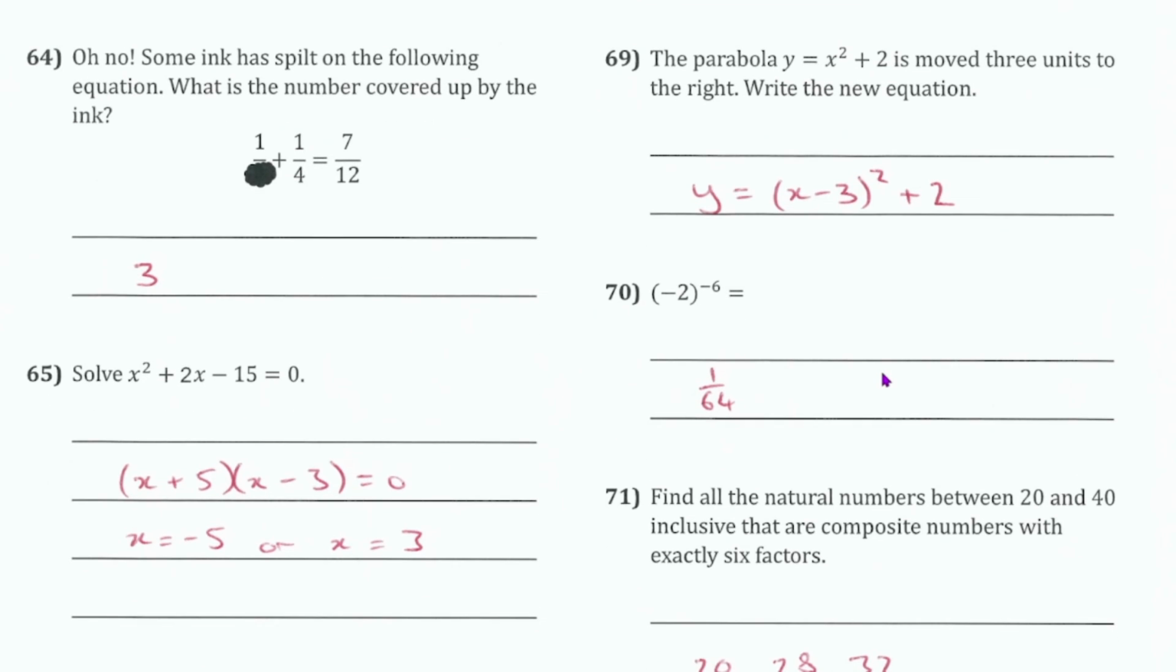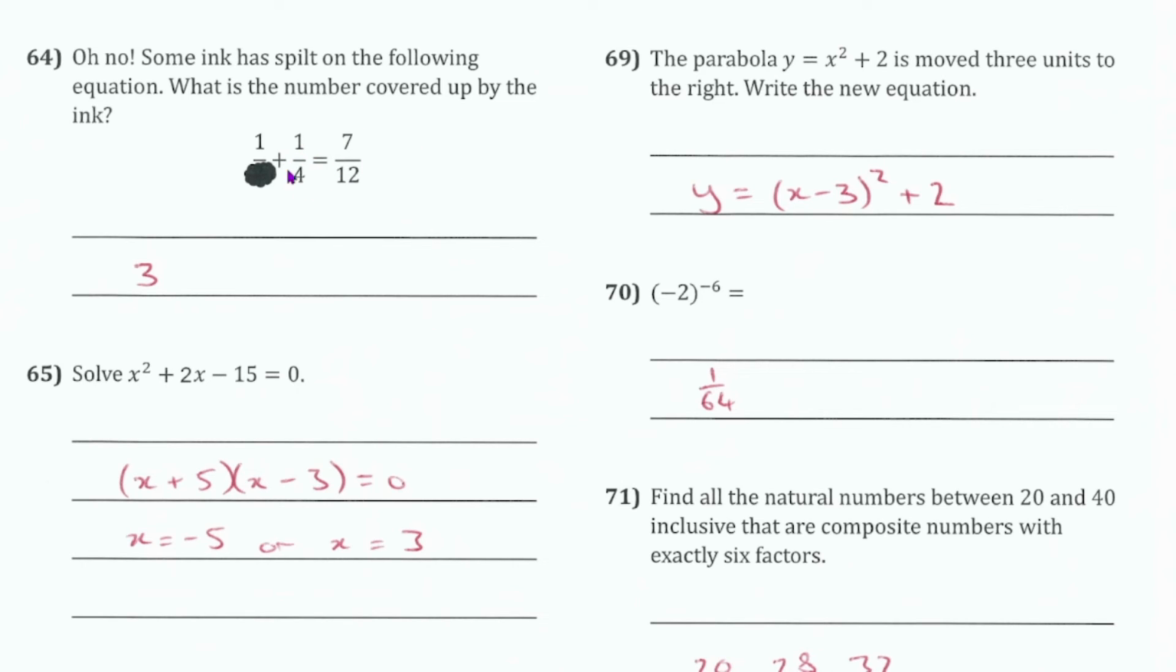That brings us on to question 64. We're looking to find the missing number here. There's a couple of different ways to do this. Some students used trial and error to figure this one out. Some students tried to simplify it as best you can.